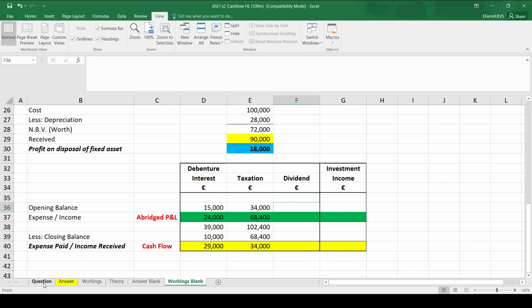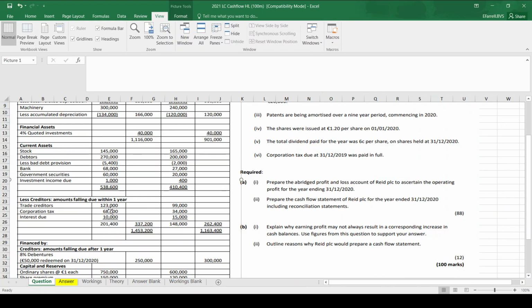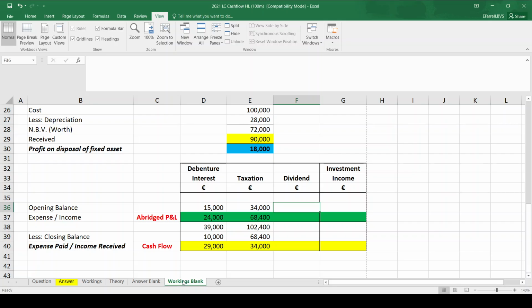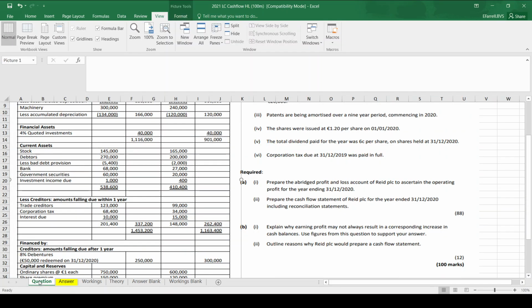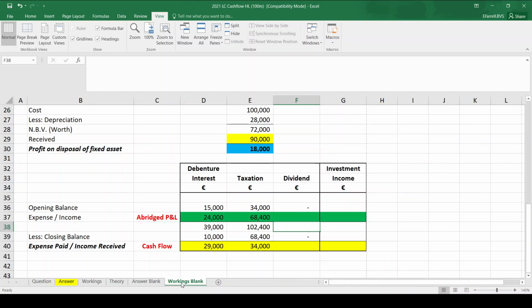Dividends. Again, if I go down to my liabilities, there are no dividends due at the start or the end of the year. So they are both going to be zero. Opening and closing balance are zero. Now it says the dividend paid was 6 cents per share on shares held at the end of 2020. My shares at the end of 2020 are 750,000 and the dividend was 6 cents per share, and they're €1 shares, so that's just 6% of 750,000. And that's paid. So 750,000 by 6% is 45,000.